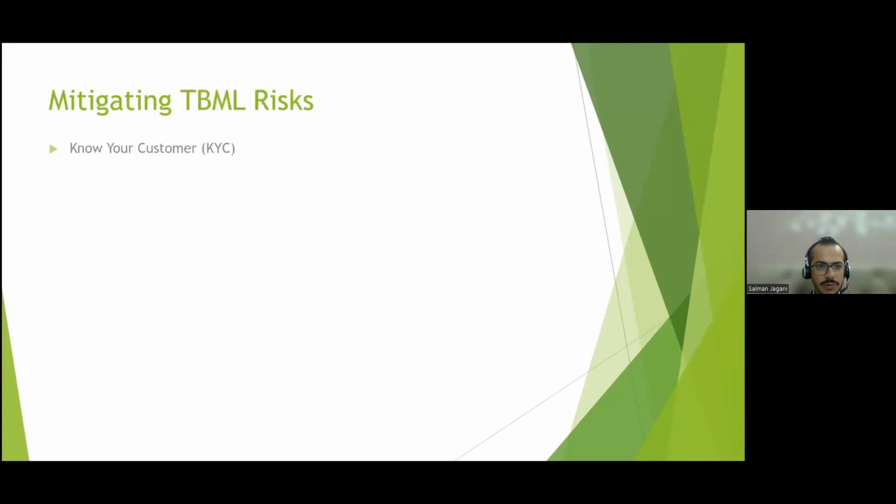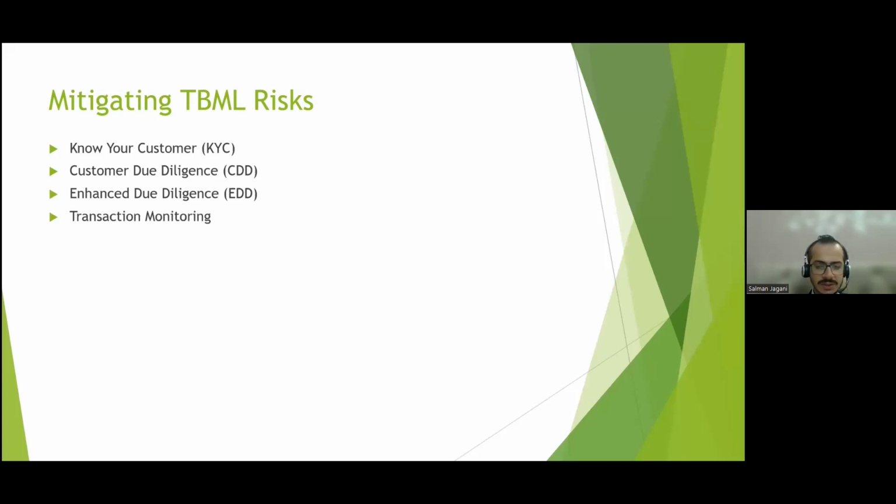Okay, so how do you mitigate TBML risk? A vigilant and proper KYC should be maintained, and it should be properly reviewed yearly, every 2 years, or event driven. Then customer due diligence must be properly in place, and it should be performed with every customer. Enhanced due diligence should be performed for every, I believe, high risk transaction or every high risk customer, wherever it is deemed necessary.